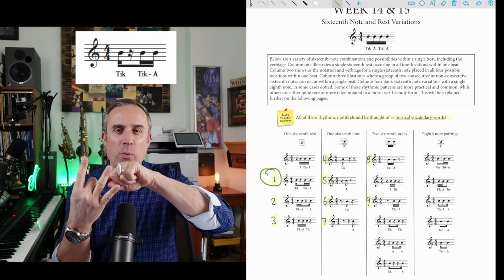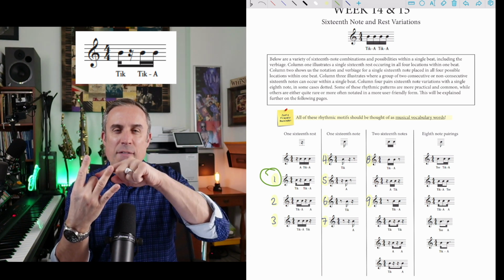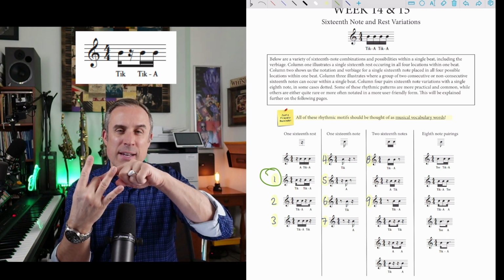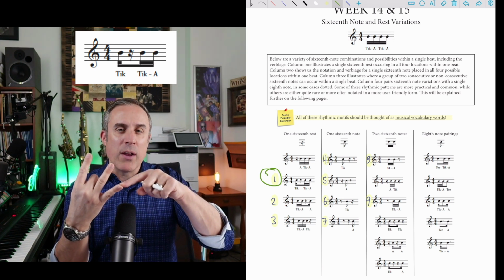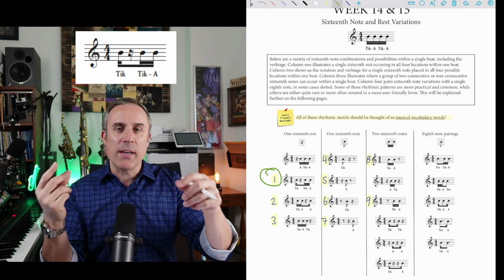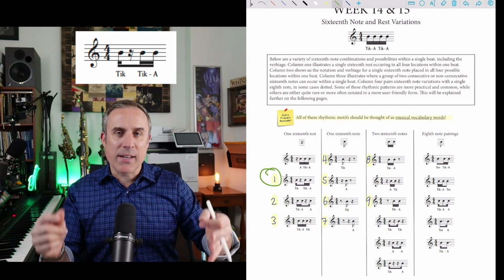So our pattern will now be tick, tick-a. So we have that "ah" that's going to be silenced now. So tick, rest, tick, ah. So in one beat, this is what it sounds like. Tick, tick-a, tick, tick-a, tick, tick-a.